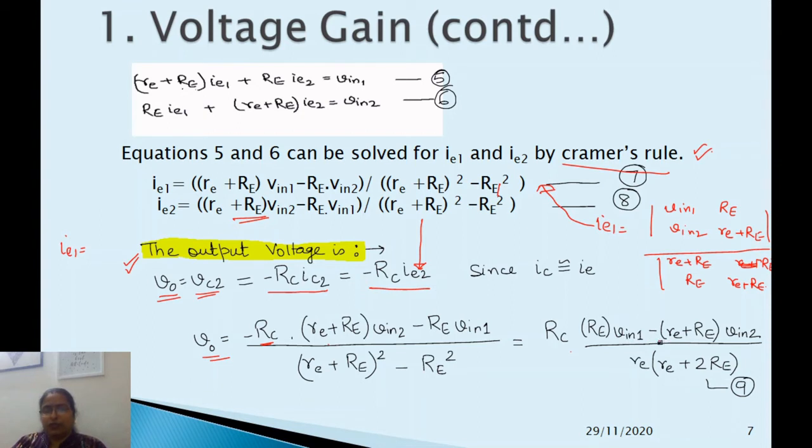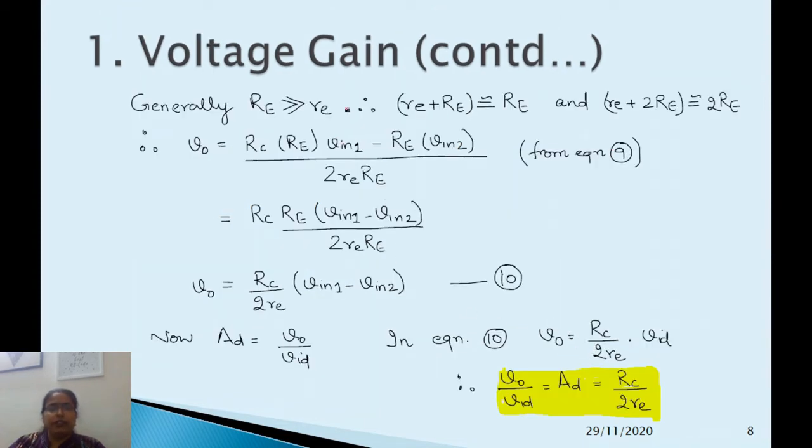Now we take some assumptions for this equation. What is the next assumption? Generally this RE is very much greater than the AC emitter resistance of the transistor. So RE plus RE can be reduced to RE, because RE is very large and the emitter resistance is negligible. For example, 0.01 plus 100 is equal to 100.01, which is approximately equal to 100, that is the RE. So it is approximately equal to RE, and similarly RE plus 2RE is equal to 2RE.